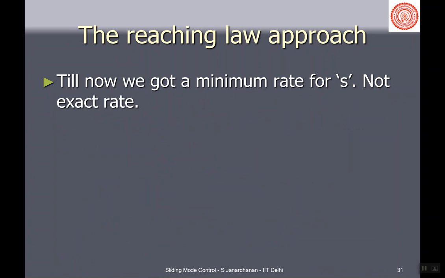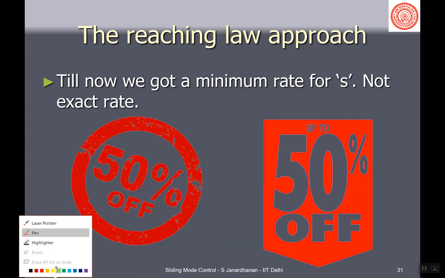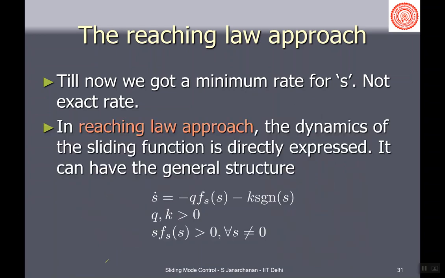Now what we had was that the magnitude of S dot is greater than eta. This is not a very good condition or information to have. It's like saying you have up to 50% discount. We really don't know the exact amount of discount. If you want to design a controller, you want U to be equal to something. You don't want a U greater than or U less than inequality. It doesn't give me enough information about the actual control to be applied.